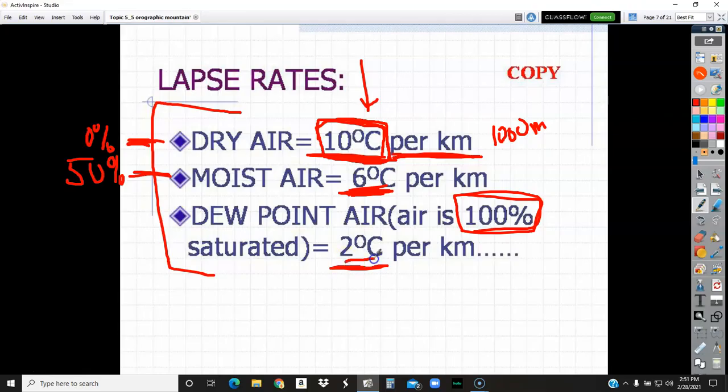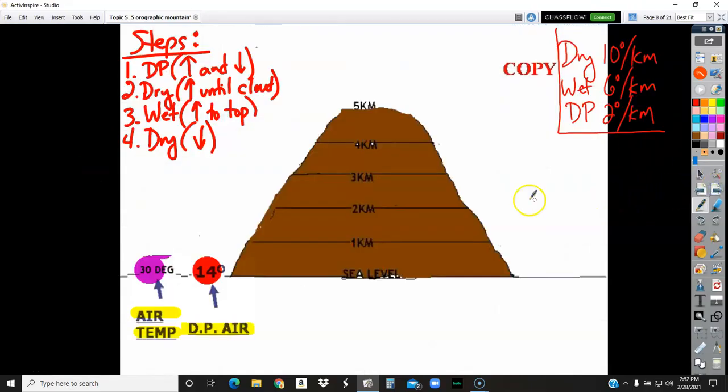So here's that water influence. Only 2 degrees. Dew point air only changes 2 degrees every time you go up a kilometer and 2 degrees every time you come down a kilometer, up and down a mountain, let's say. So we've got 10 for the dry, 6 for the moist, 2 for the dew. We want to remember those numbers: 10, 6, and 2. Now, what we're trying to do here, if I'm totally confusing you, is figure out at what level, what altitude, is a cloud going to form?